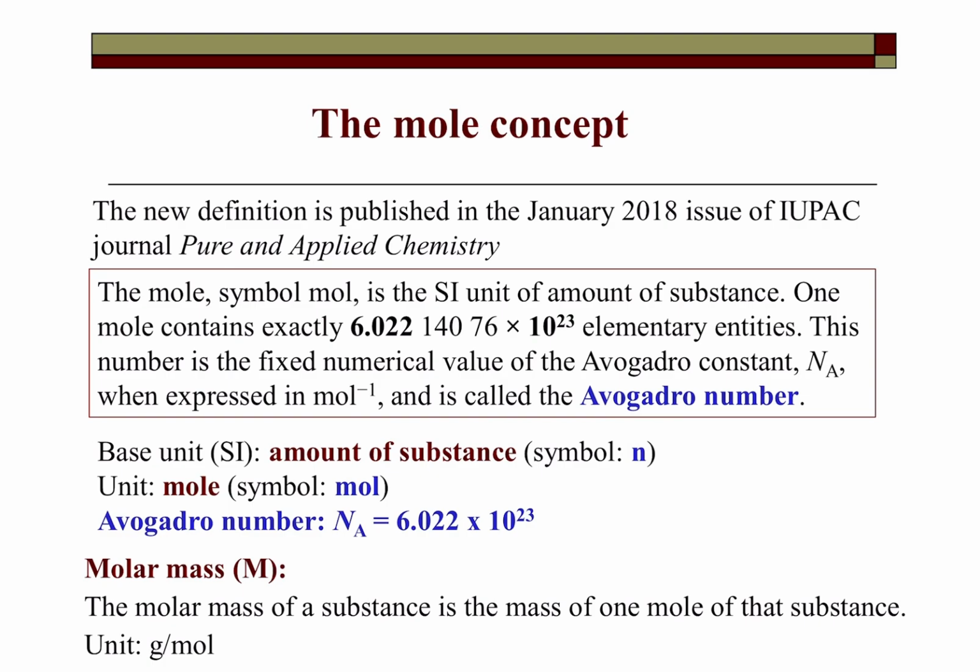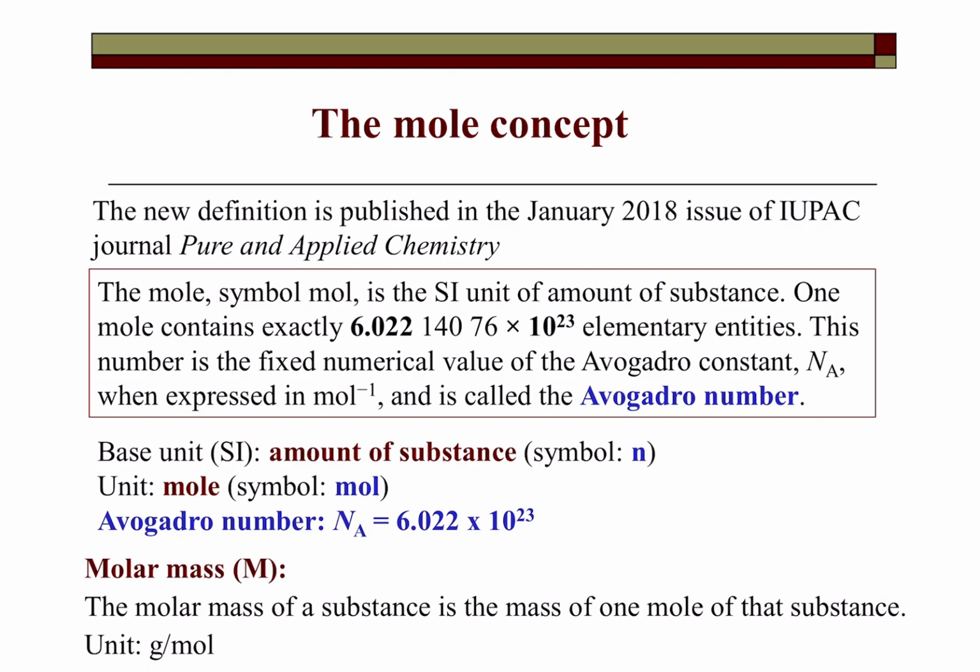In the unit system we can show the amount of substance with the symbol n in the formula, and the unit is the mole. The Avogadro number we also use as 6.022 times 10 power 23. And the molar mass of a substance is the mass of 1 mole of the substance, with the unit gram per mole. For example, I explain for you for some elements.